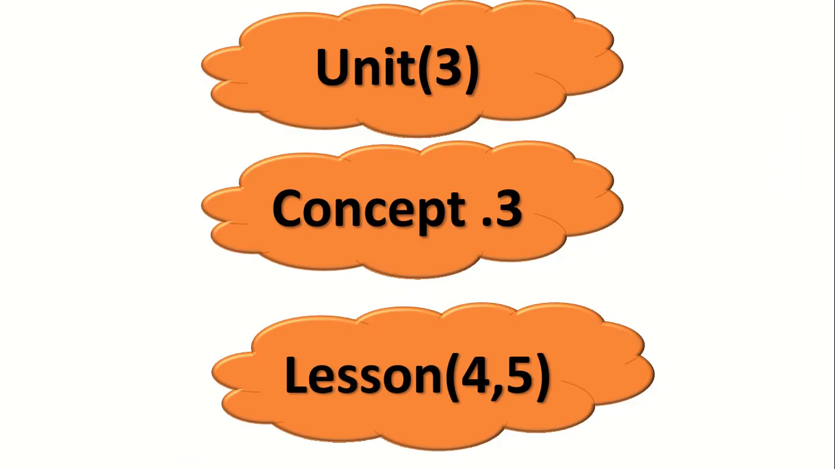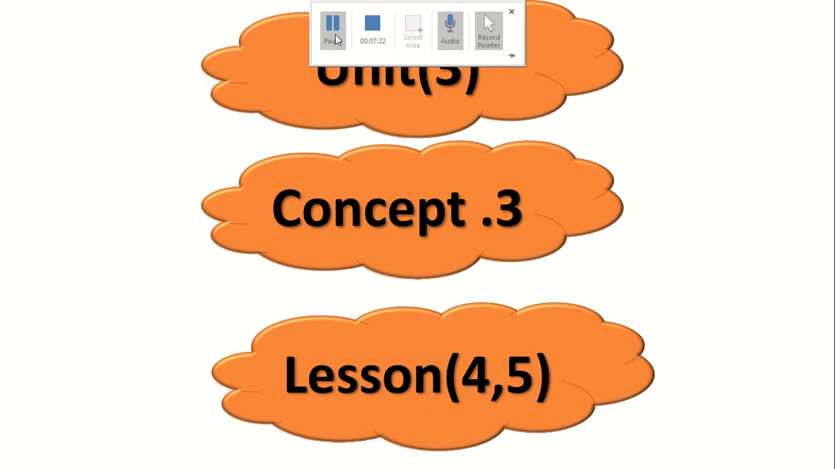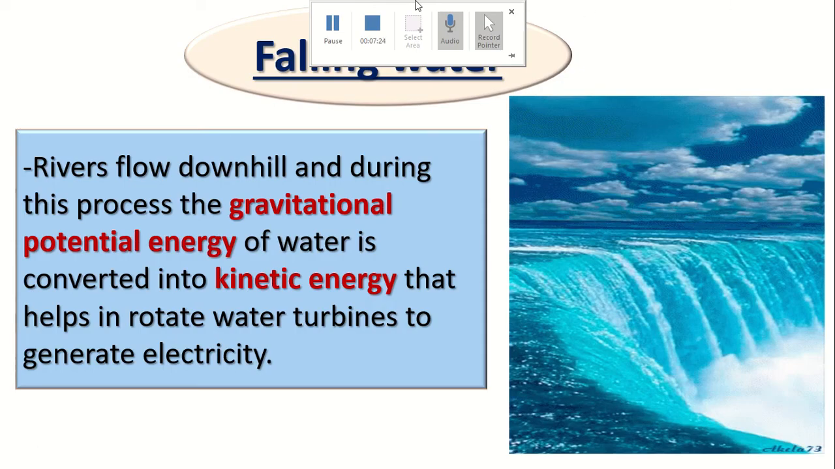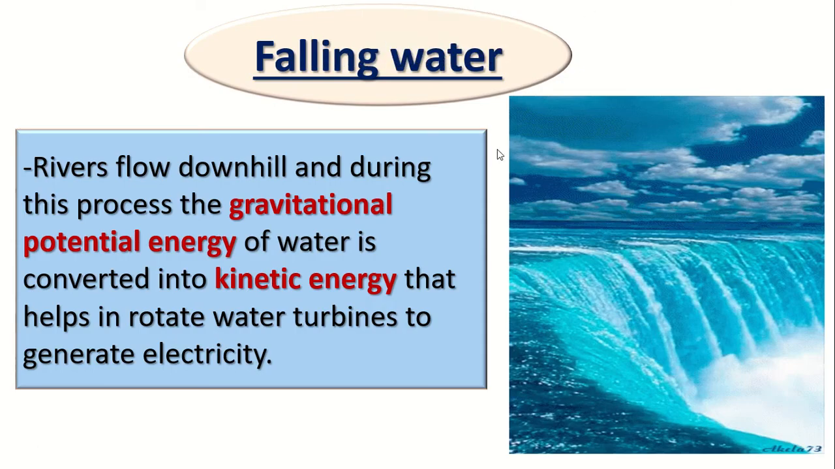Excellent. Now let's start lesson number 4 together. In the last lesson, we talked about the windmills and the energy chain of the windmills. Now let's talk about the water mills, and what the energy chain of the water mills is.